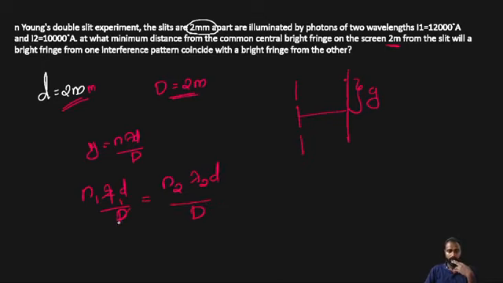This is lambda 1, this is lambda 2, D by d. Something here I can cancel. n1 lambda 1 is equal to n2 lambda 2. Then I will write n1 by n2 is equal to lambda 2 by lambda 1. Here I think we have values. Yeah, lambda 2 is 10,000, lambda 1 is 12,000. This I can cancel. Oh, 5 by 6.